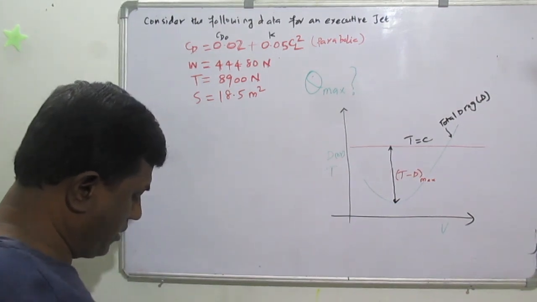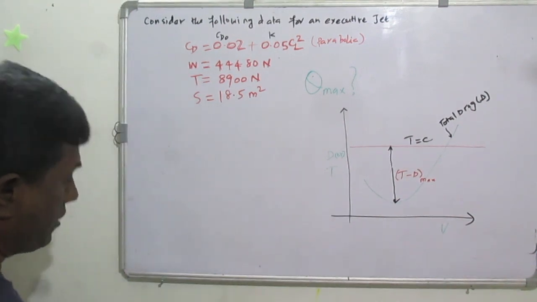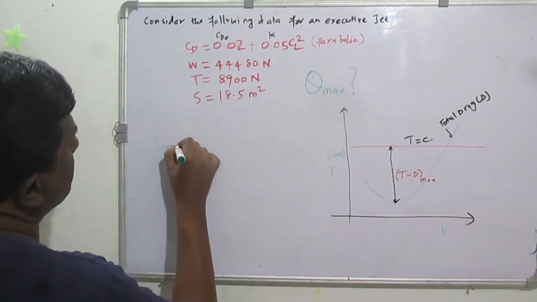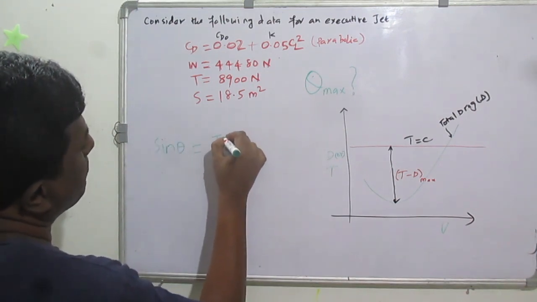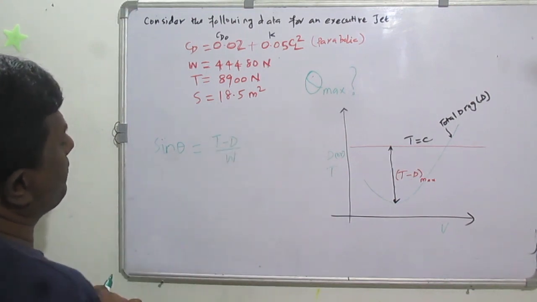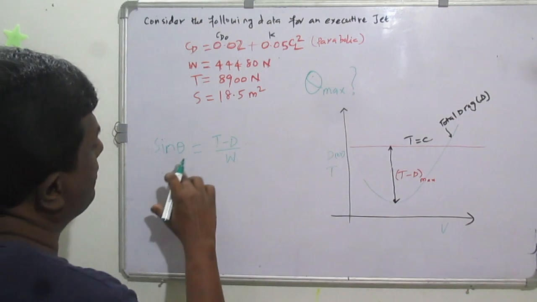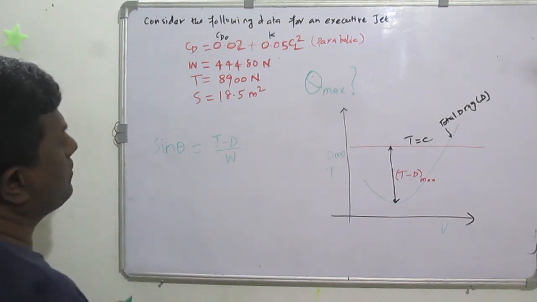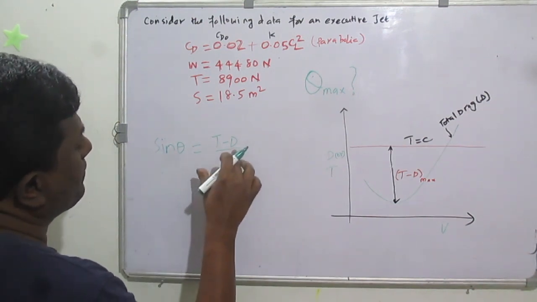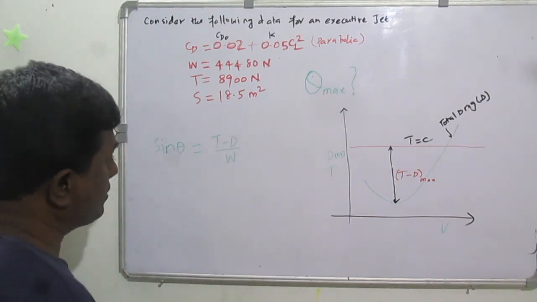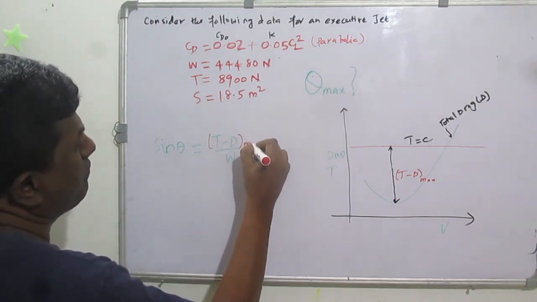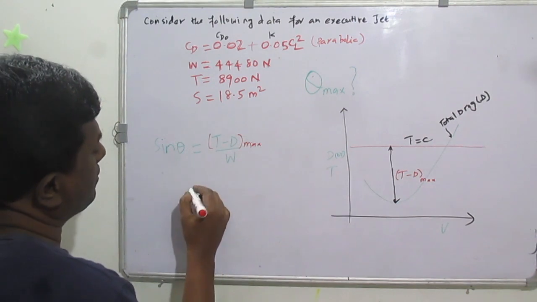So let us go for the solution. We know sine theta equals T minus D by W, from the rate of climb derivation. If this is maximum, then we need to go for the minimum drag condition. That is the idea.